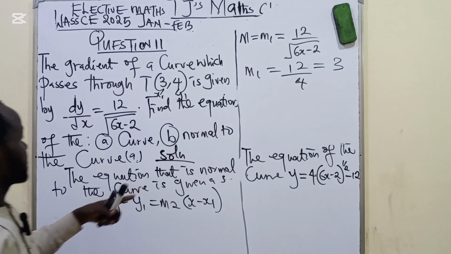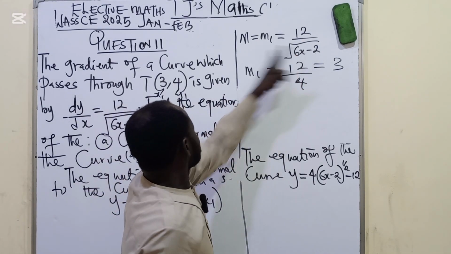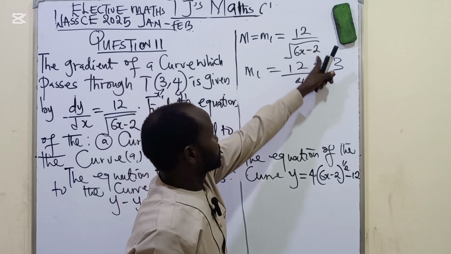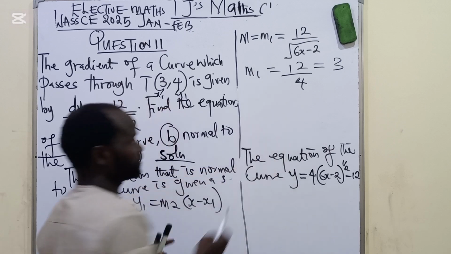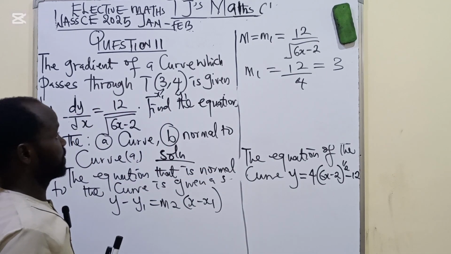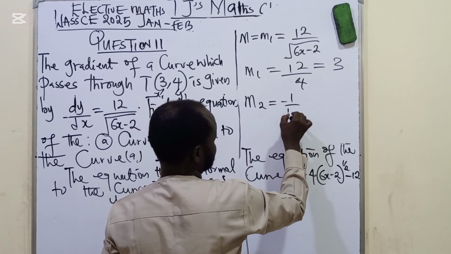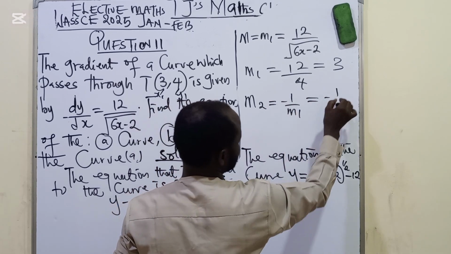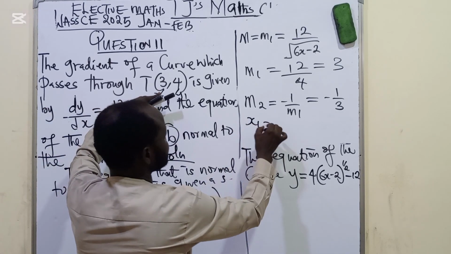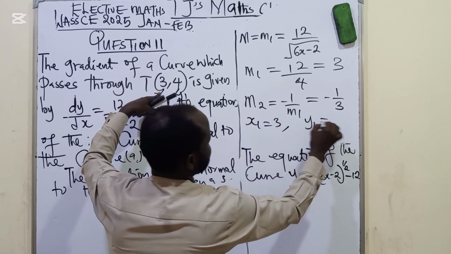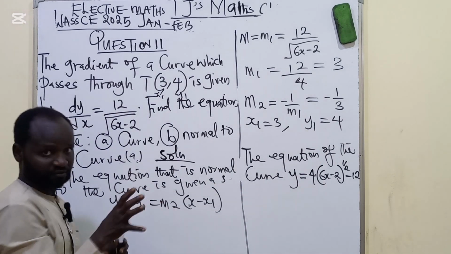Let's do it again. 3 is our x, 6 times 3 is 18, 18 minus 2 is 16, square root of 16 is 4. 12 divided by 4 is 3. So our m1 is nothing but 3. m2 is nothing but minus 1 divided by m1. This will now be minus 1 divided by 3. And our x1 from the question is 3, then our y1 is 4. So we can easily find the equation normal to the curve now.